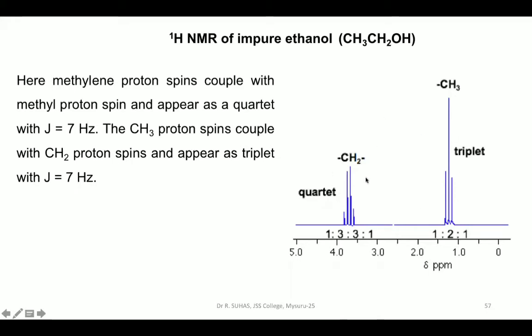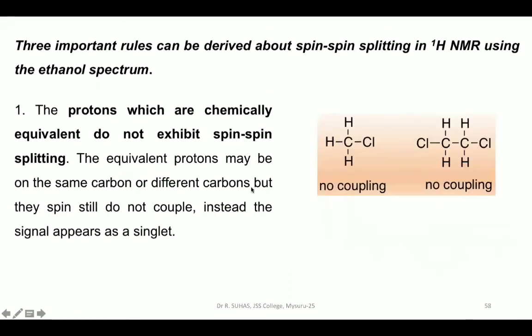always remains the same. And for ethanol it is 7. The coupling constant is 7. That is the distance between the individual peaks in the multiplet. If there are more than 2 peaks in a spectrum, it is called a multiplet. Multi refers to many. We will see what can be derived by using the 1H NMR spectrum of impure ethanol. 3 important rules can be derived about spin-spin splitting in 1H NMR using the ethanol spectrum.